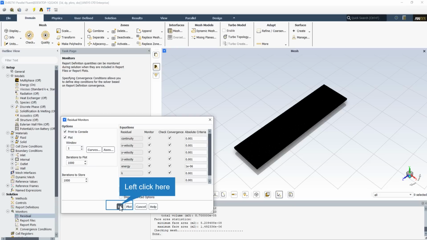And finally, the absolute criteria or relative criteria shows the residual value for which the solution of each variable will be considered to be converged. To set this value, manually enter the new value in the corresponding absolute criteria field. And that's it.